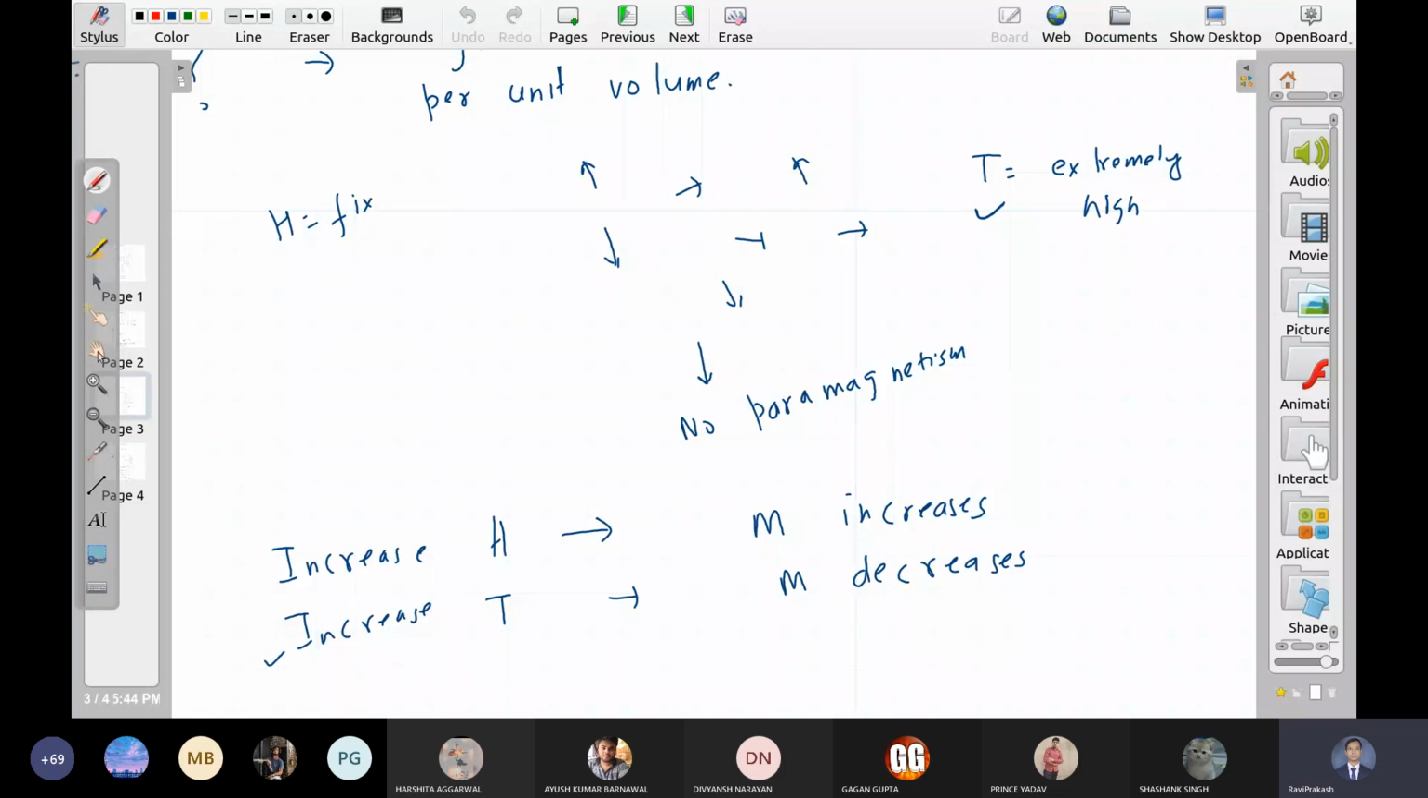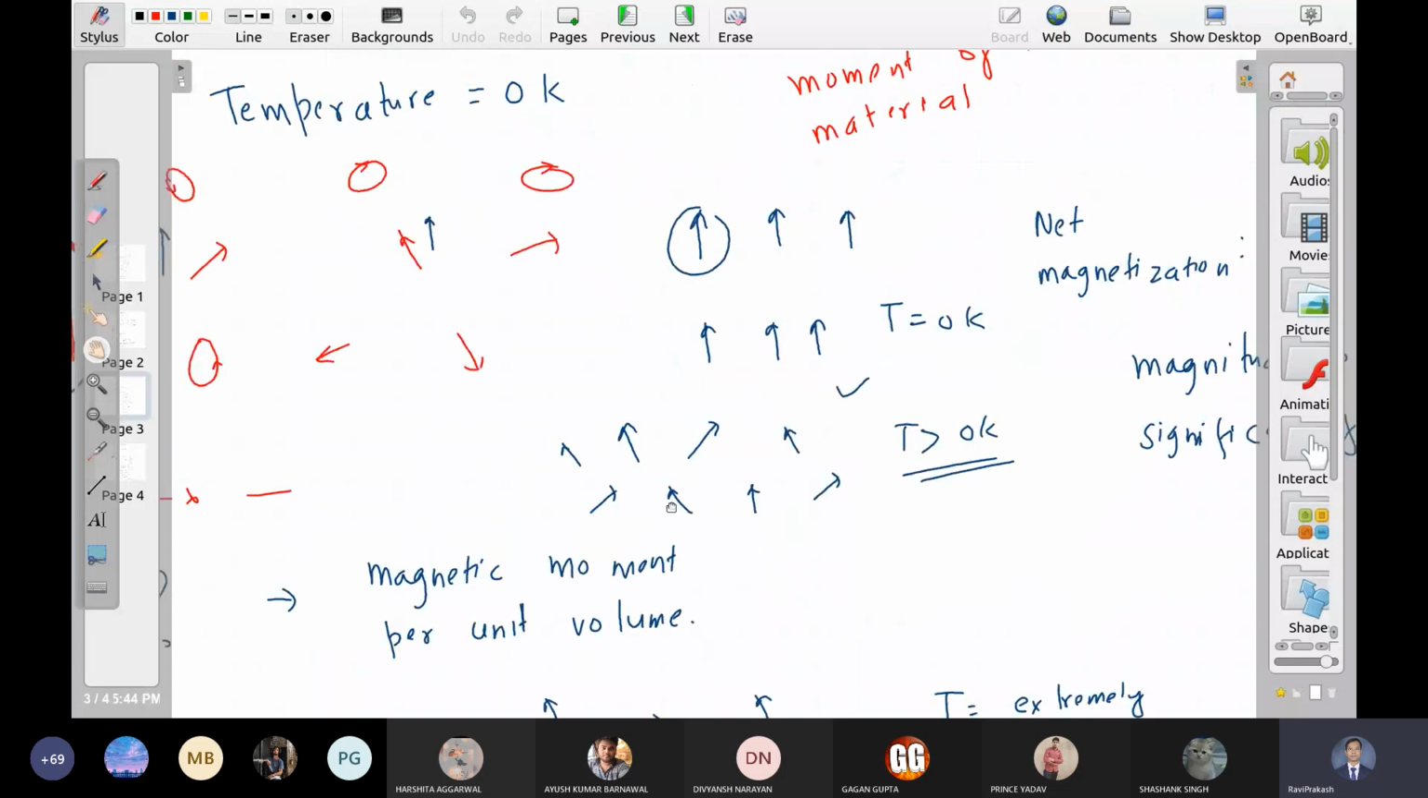So how do we include the effect of temperature? Any suggestion? Actually, here we are going to find the temperature dependence of chi. How does chi change with temperature?